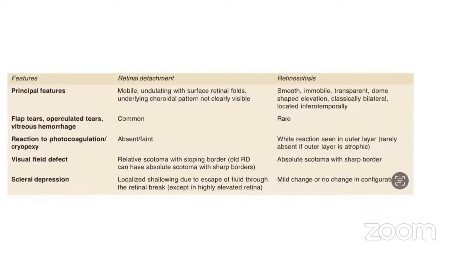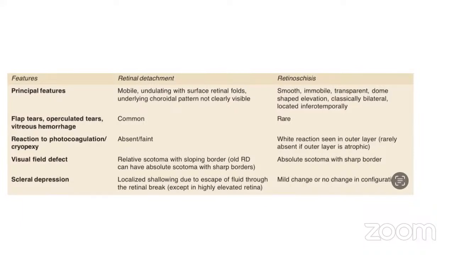So to know the difference between retinal detachment and retinoschisis, the features: in retinal detachment, the retina is mobile, undulating with surface retinal folds, and the underlying choroidal pattern is not clearly visible. In retinoschisis, it is a smooth, immobile, transparent, dome-shaped elevation. Classically bilateral, located inferotemporally. Retinal tears are common in detachment, that is flap tears and operculated tears. It is rare in retinoschisis.